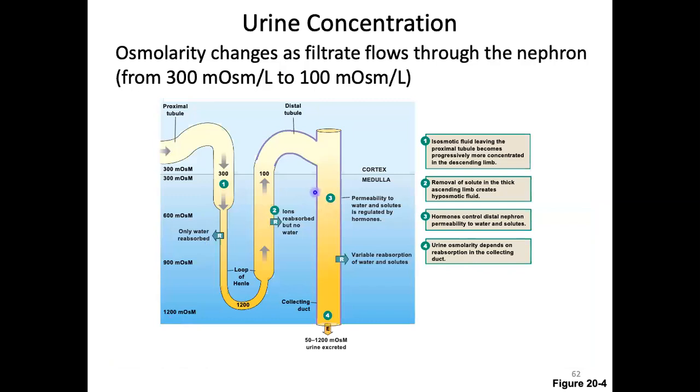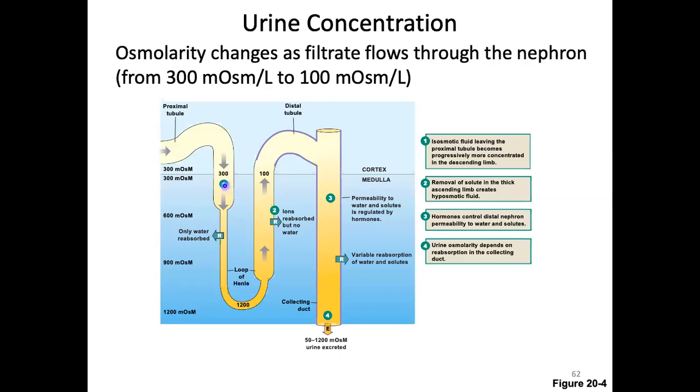Let's talk about urine concentration. How does urine change as it flows through the nephron? Again, this top portion is the cortex, the more superficial part of the kidney, and this bottom portion is the medulla, so we're going deeper into the medulla. The cortex is around 300 milliosmoles. The urine filtrate, because it came from the blood, is also around 300 milliosmoles.